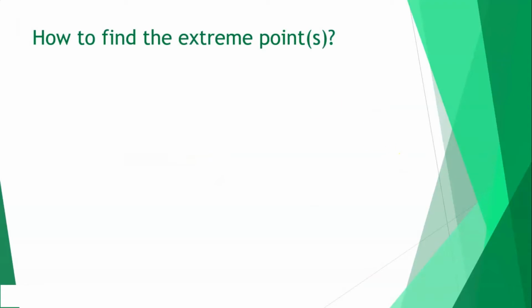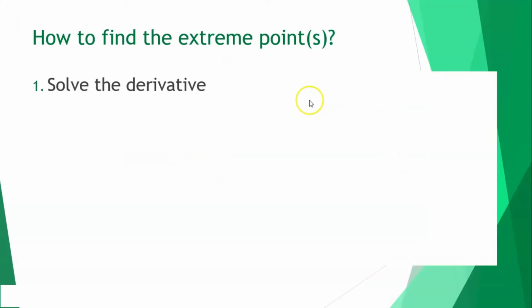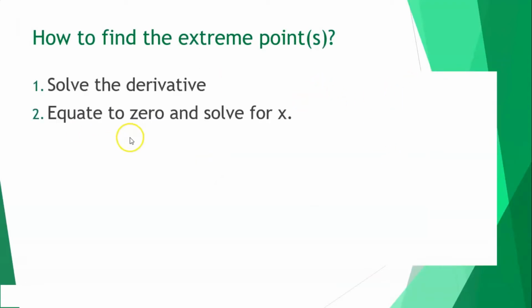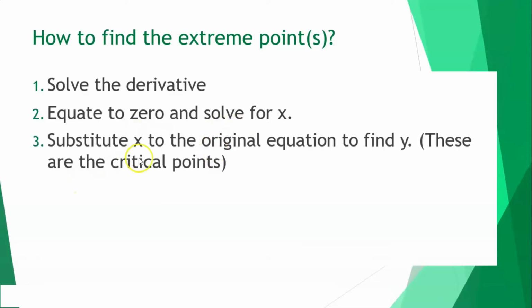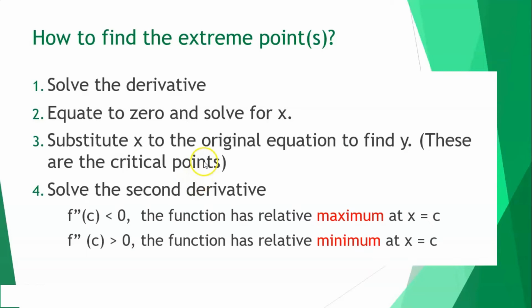Now, how do we find the extreme points? First, solve for the derivative. Next, equate the derivative to 0 and solve for x. Next, substitute x into the original equation in order to find y. This will be the critical point or points. Then solve for the second derivative. If the second derivative is less than 0, the function has a relative maximum at x equals c. But if the second derivative is greater than 0, the function has a relative minimum at x equals c.